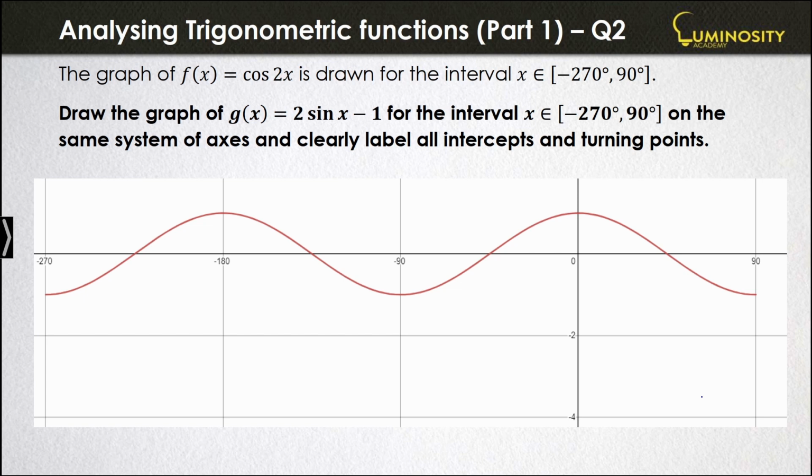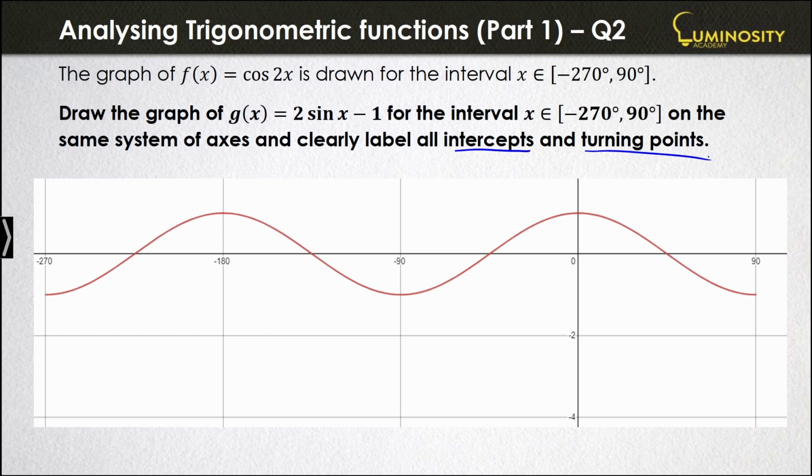Let's have a look at question 2. The graph of f of x equals cos 2x is drawn for the interval between negative 270 degrees and 90 degrees. The graph of g of x is 2 sine x minus 1 for the same interval. We want to draw that graph on the same system of axes and clearly label all intercepts and turning points.